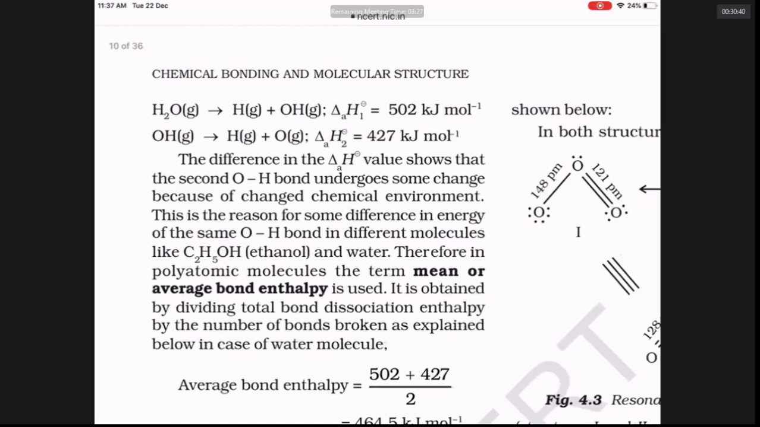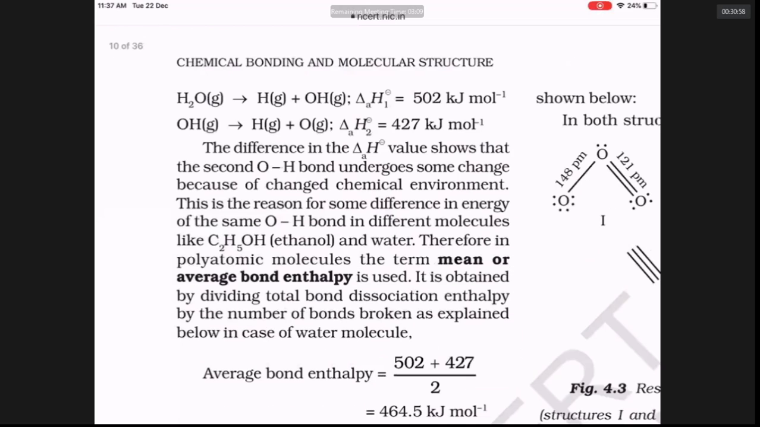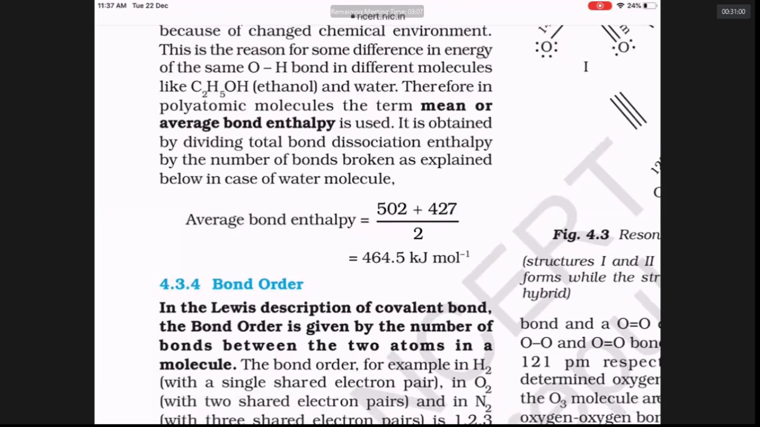If you have a molecule like H2O, the energy required to break the bonds, first OH bond, next OH bond. Average of these two is called average bond enthalpy, or mean bond enthalpy. Total energy required to break down all the bonds divided by number of bonds broken.